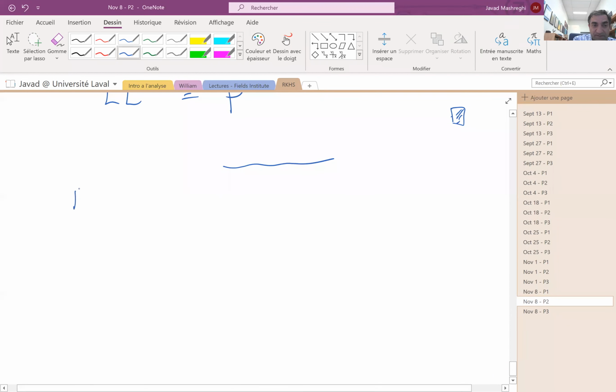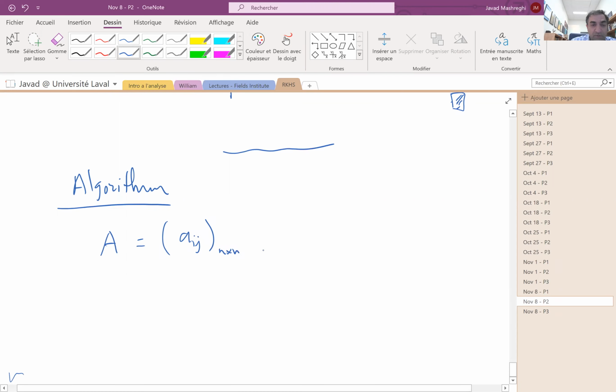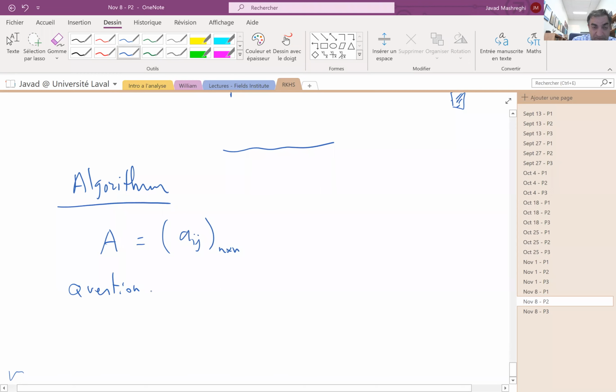The algorithm is like this. How to detect if a matrix is positive definite or not. So A is given generally, A equal to Aij, n by n, is given. The question is indeed two questions. Question 1 is: is A bigger than or equal to 0? And question 2, if yes, give the decomposition.